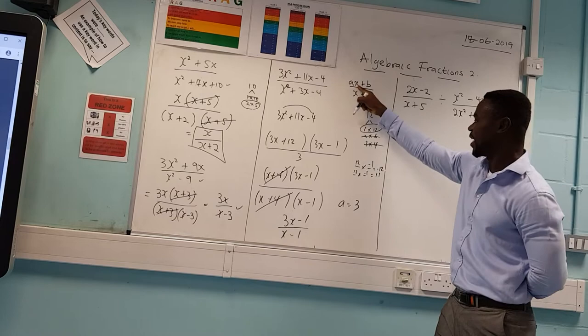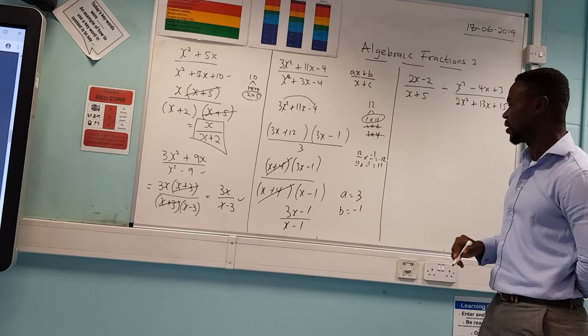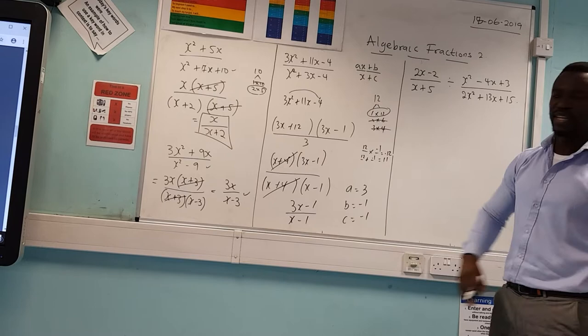Because this is ax, this is 3x. It means b is equal to minus 1. And it means c over here is also equal to minus 1. Finished. And you get all your 3 marks.